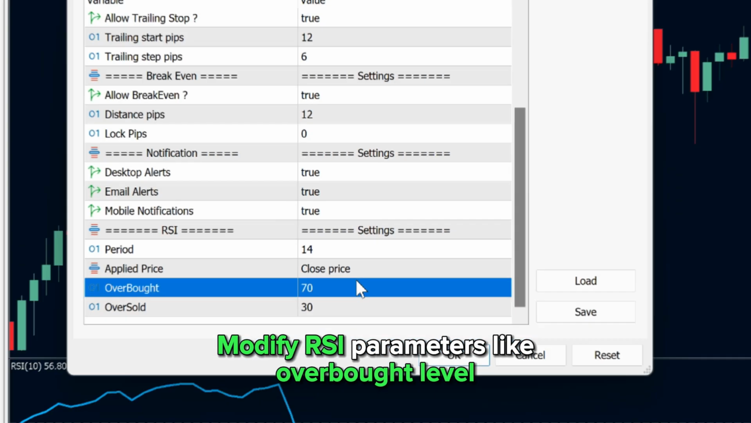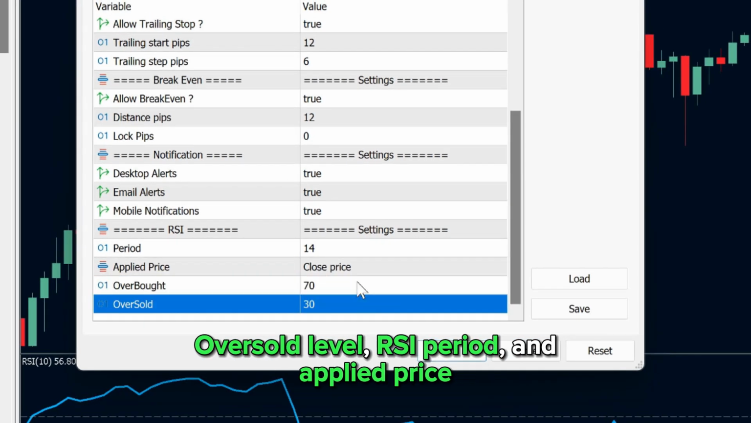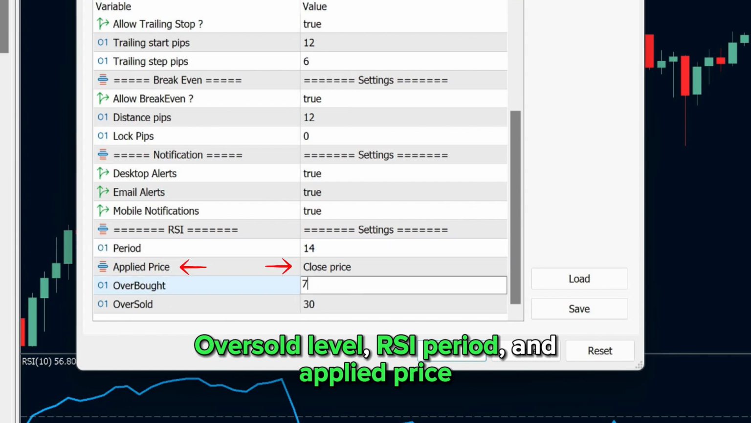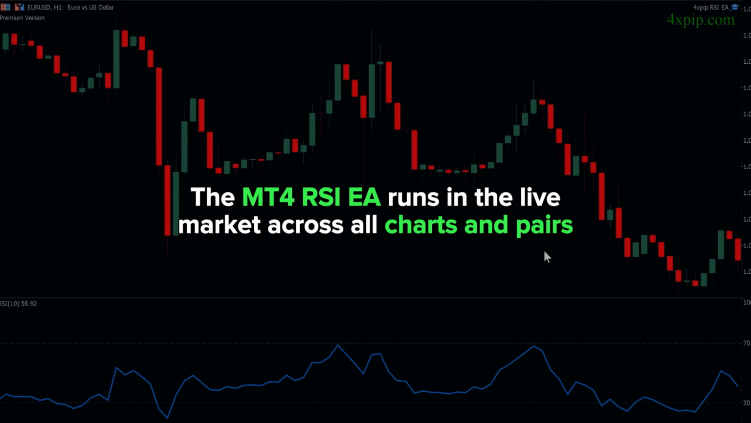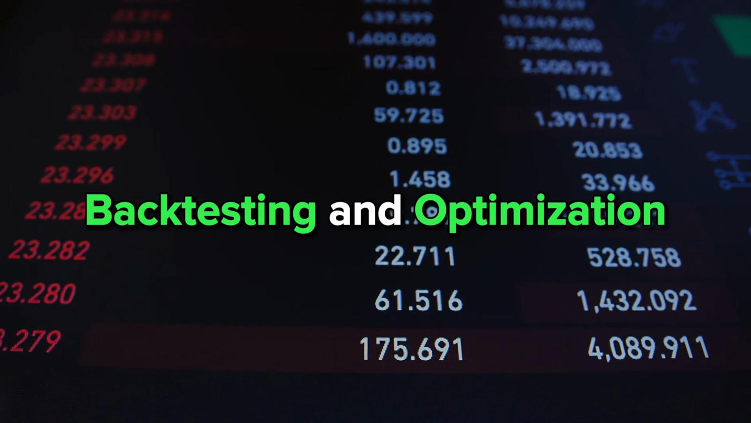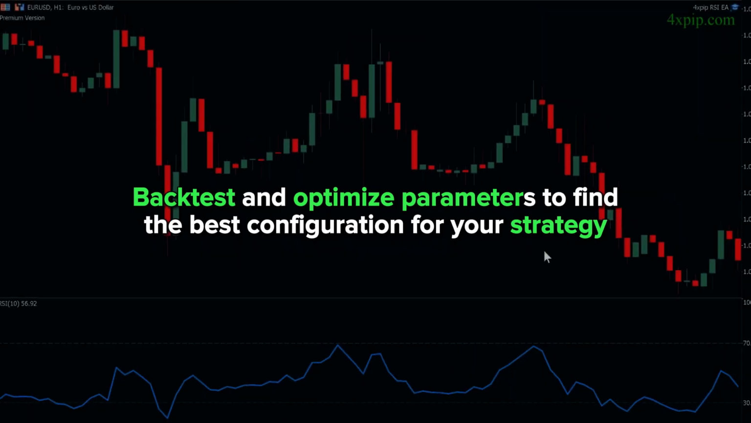RSI settings. Modify RSI parameters like overbought level, oversold level, RSI period, and applied price. Live market. The MT4 RSI EA runs in the live market across all charts and pairs. Backtesting and optimization. Backtest and optimize parameters to find the best configuration for your strategy.